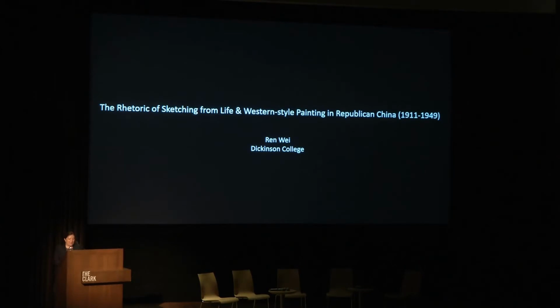All right, it looks like we're all back from coffee break. So we are continuing session 3 on the Art Academy in Asia, in South Asia and East Asia. And our next presenter is Ren Wei. Ren Wei is an assistant professor of art history at Dickinson College. Her research interests focus primarily on 19th and 20th century Chinese art, modern design in East Asia, and Sino-Japanese artistic exchange in the modern period. She is currently completing her book manuscript on modern Chinese design, and today she's sharing her current work, The Rhetoric of Sketching from Life in Western-Style Painting in Republican China, 1911 to 1949. Please welcome Ren Wei.